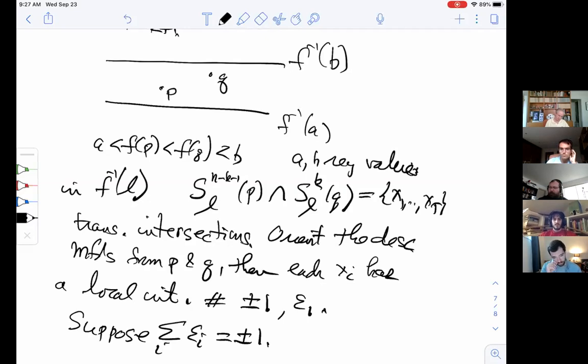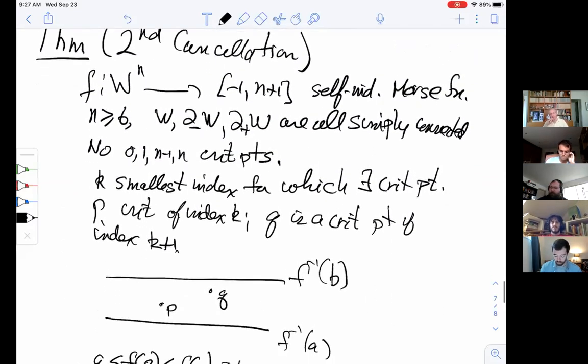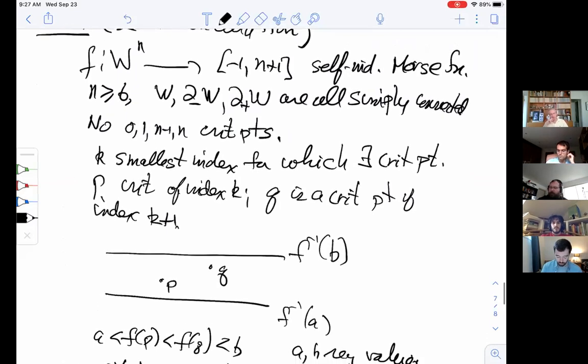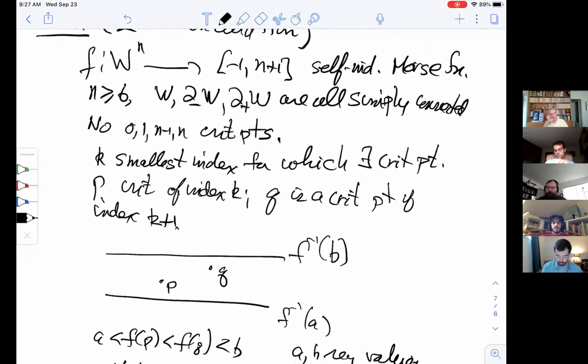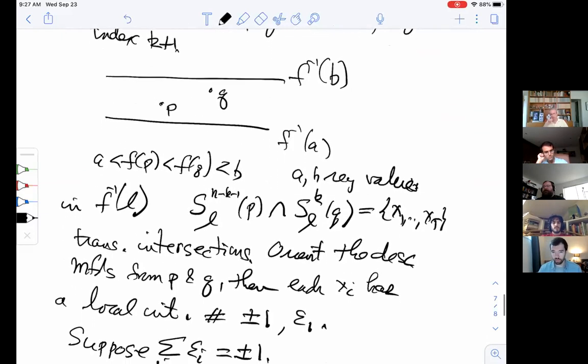Okay? Let me just stop there before I state the conclusion and try to parse what we have here. I've had to make some assumptions: the dimension assumption, a self-indexing Morse function, and none of these extremal critical points, which we'll take care of by other means. I go to the smallest index where there's a critical point. P is one of smallest index, and I'm assuming that there is a Q which at least algebraically cancels it.